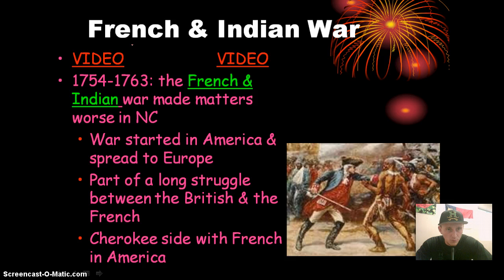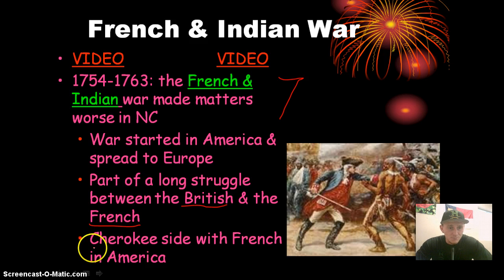All right, 1754 to 1763, the French and Indian War made matters worse. Do know it was called the 7 Years' War. That was the nickname for the French and Indian War. The war started in America and spread to Europe. So they started fighting on American soil, then they eventually went to European soil. All right, it was a long struggle between the British and the French. Remember, the countries in Europe do not like each other. They fight over land all over the world. The British, the French, the Germans, Italy, all these countries in Europe do not like each other.